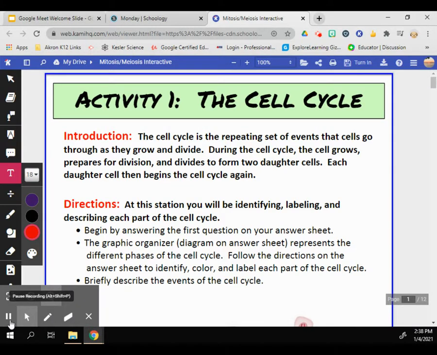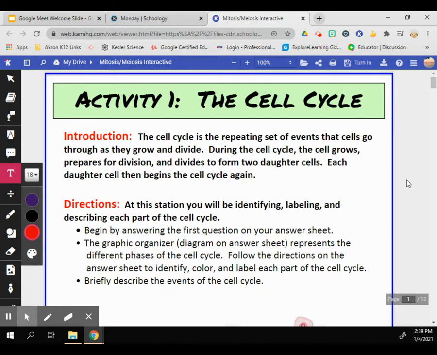All right, folks, so we're going to work on the mitosis-meiosis interactive activity. And I'm going to go through this with you and help you think through how to answer these questions. So the introduction here, this is for activity 1 called the cell cycle. The cell cycle is the repeating set of events that cells go through as they grow and divide. During the cell cycle, the cell grows, prepares for division, and divides to form 2 daughter cells. Each daughter cell then begins the cell cycle again.